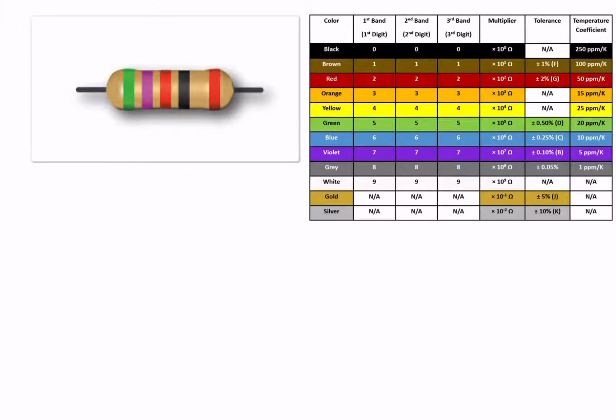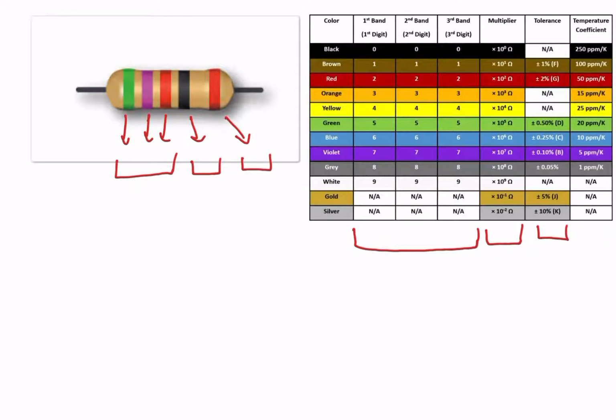Okay, the second type is the 5-band resistor. First, these three colors will be taken from these three columns. The fourth one refers to the multiplier, and the last one refers to tolerance. In a 5-band resistor, we are not going to use the temperature column. To start with, green is 5, violet is 7, and red is 2. Black refers to a multiplier of 10 power 0, which is 1, and a tolerance of plus minus 2%.